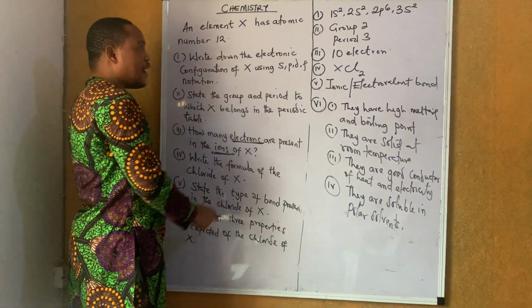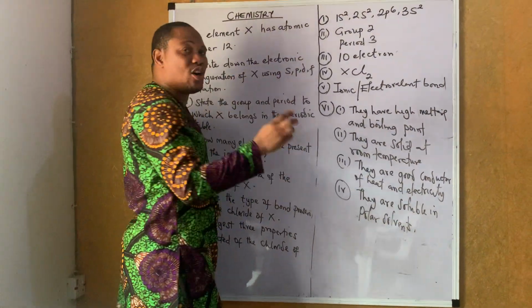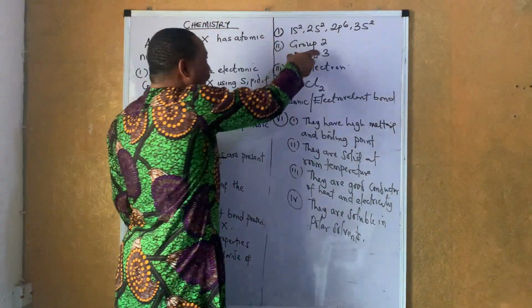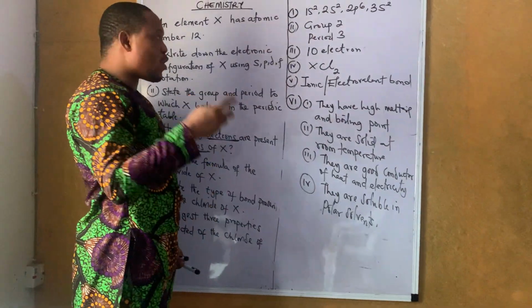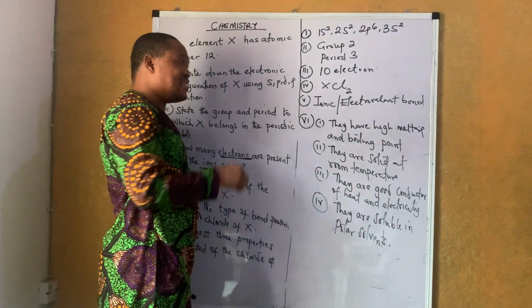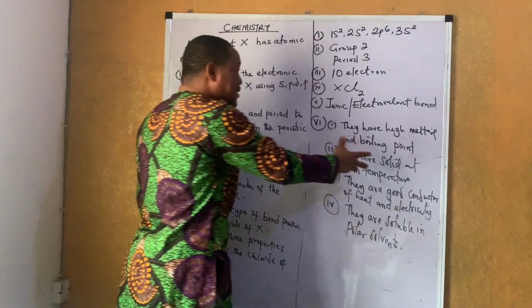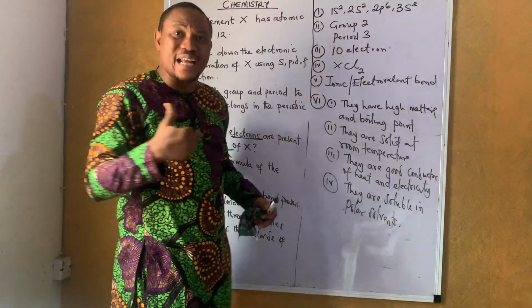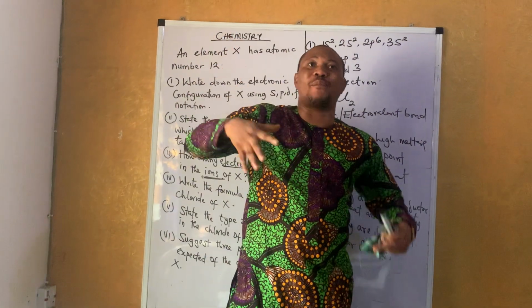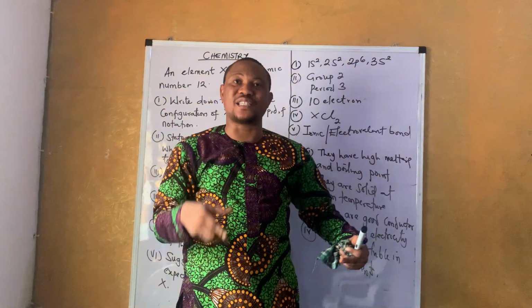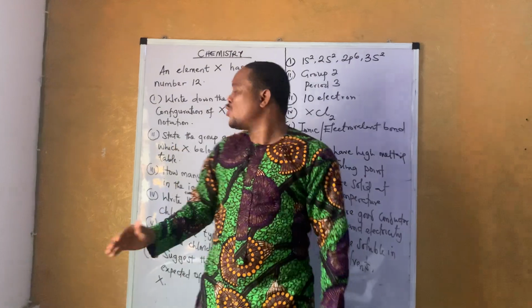Look at this question now. This question has tested your knowledge on electronic configuration. Can you see that? This question has tested your knowledge on the periodic table. This question has tested your knowledge on chemical bonding. Can you see that? This question has tested your knowledge about properties of some chemical bonds. So that's the reason why I'm taking this approach, because a particular question might stretch you to understand 3, 4, 5 topics in chemistry, and that's what you are going to put together to be able to answer it.